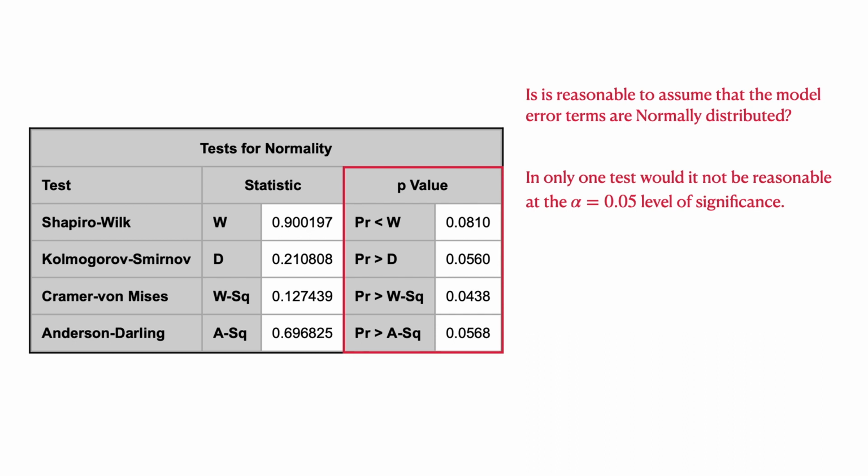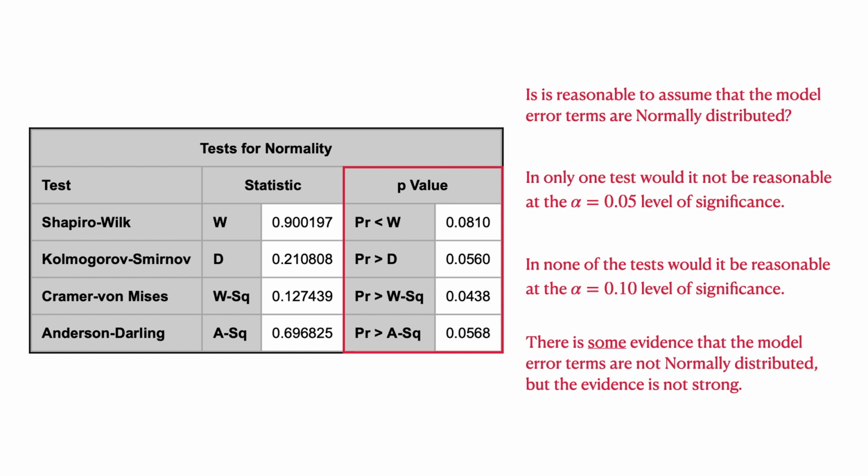reject. If we were using the Kramer-von Mises test, then the p-value is 0.0438. That is less than or equal to 0.05, and so one could choose to reject the null hypothesis of normality of the error terms based on that. But keep in mind that even though that p-value is less than or equal to 0.05, so there is some evidence based on that test statistic that the error terms are not normally distributed, it's not super strong.